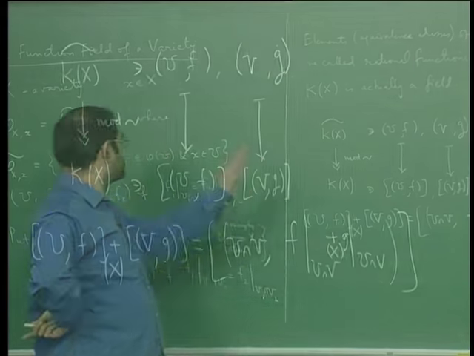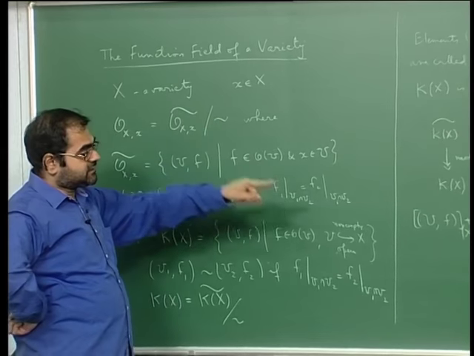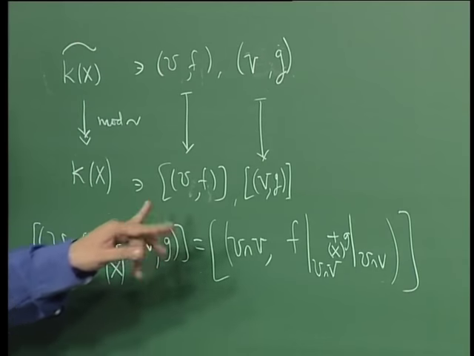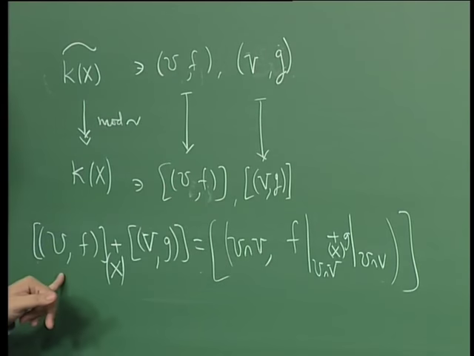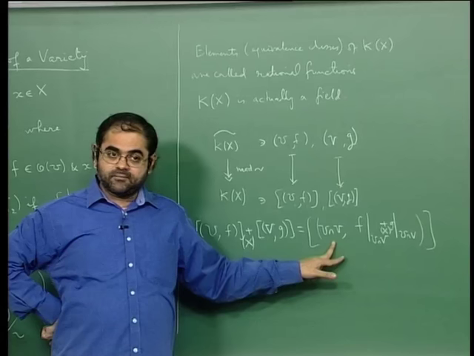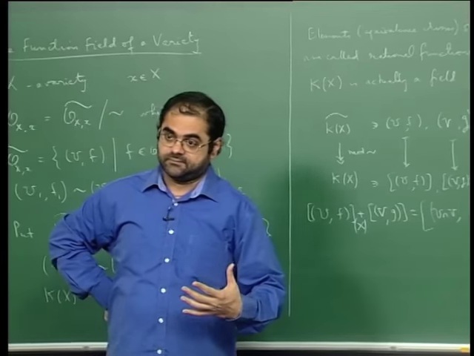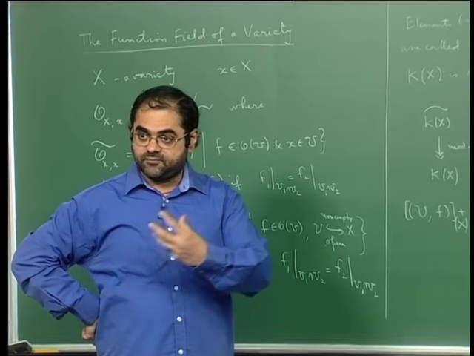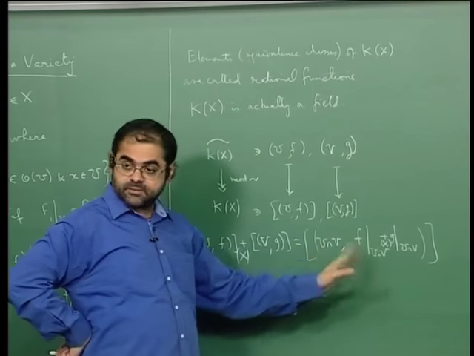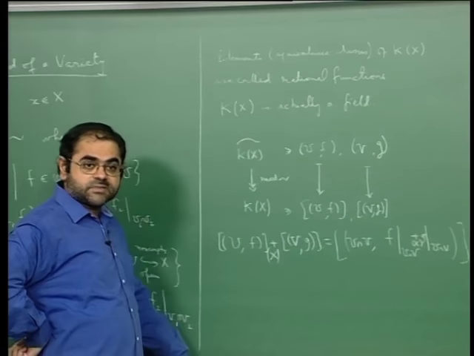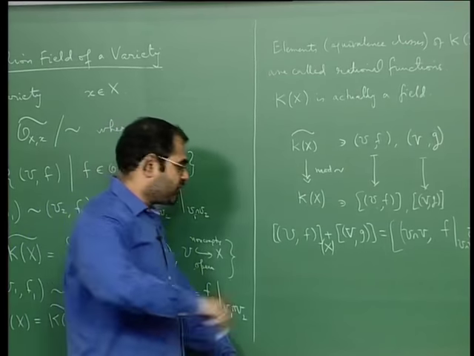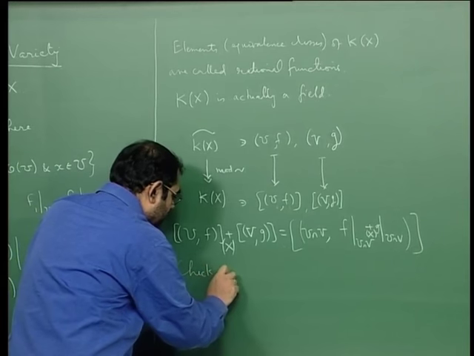check, it's easy to check, as you must have done in the earlier case, that this definition of addition and multiplication is independent of the choice of representatives. When I define the sum of two rational functions, I am actually taking the sum of the representatives on the intersection of the domains where the representative functions are defined, okay. And similarly, when I do the product, I also use representatives. But whenever you use representatives, you have to make sure that your definition is correct. It's well defined, so you have to check well definedness.